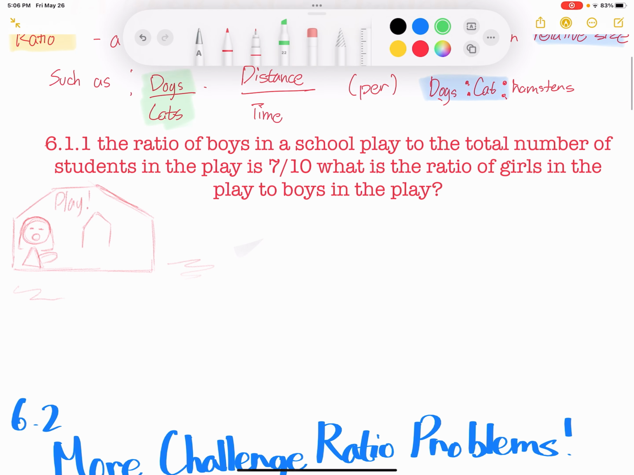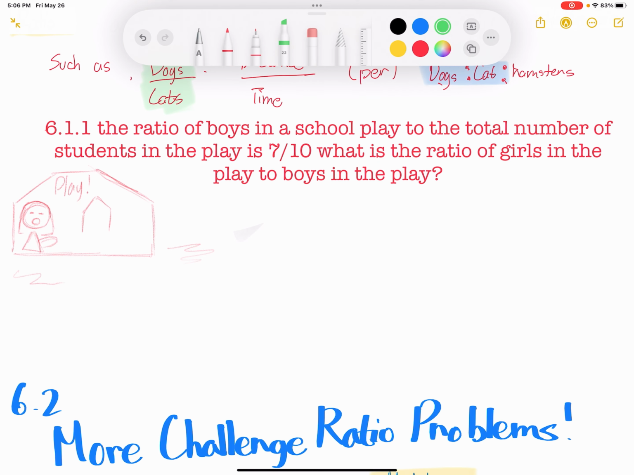So now we'll be moving on to our first example problem, 6.1.1. The ratio of boys in a school play to the total number of students in the play is 7 divided by 10. What is the ratio of girls in the play to boys in the play? So in here we have one step to solve it. We have to get out a general rule of how many girls and how many boys are in the play.